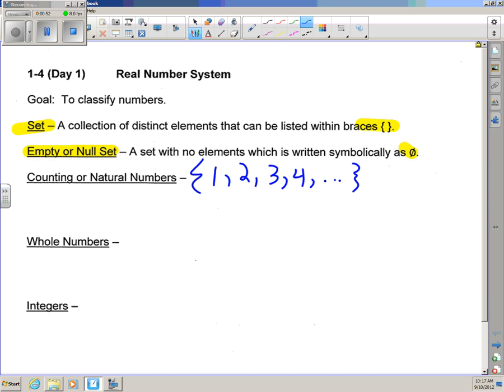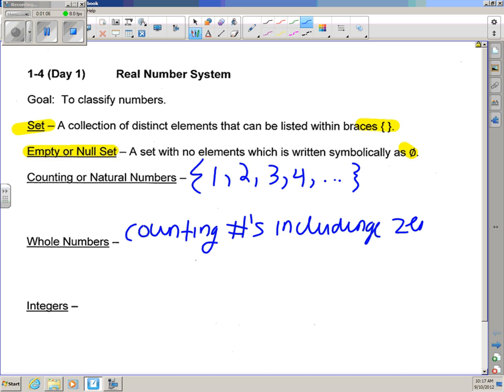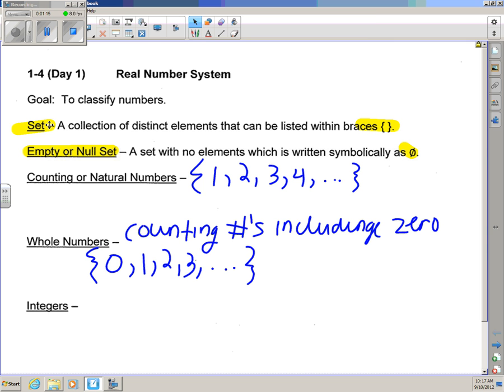When you deal with whole numbers, when you got a little bit older, you learned about the concept of 0. So whole numbers happen to be counting numbers including 0. So the set of whole numbers would have a starting spot with 0, 1, 2, 3, and on to infinity.